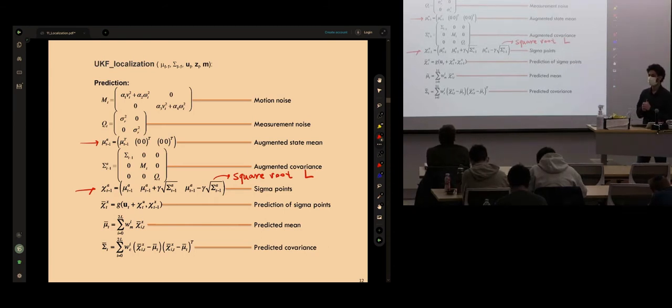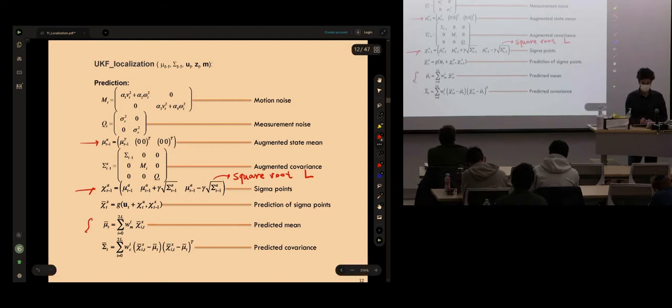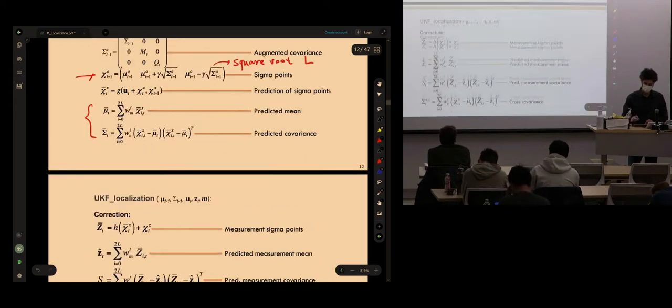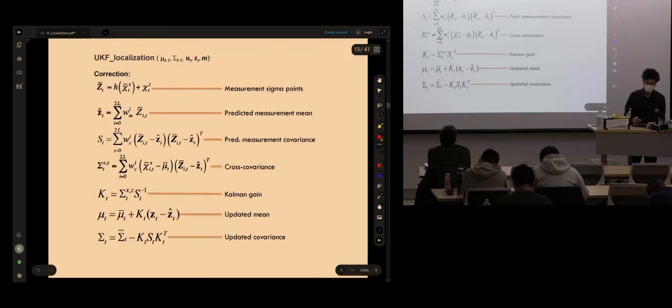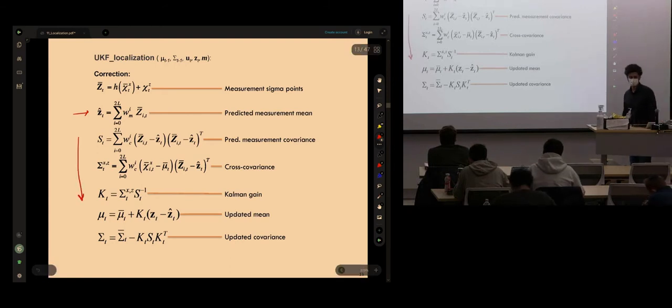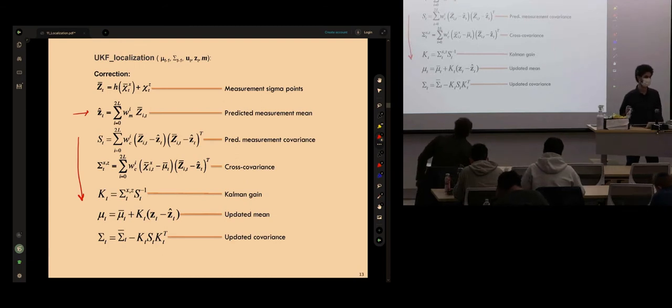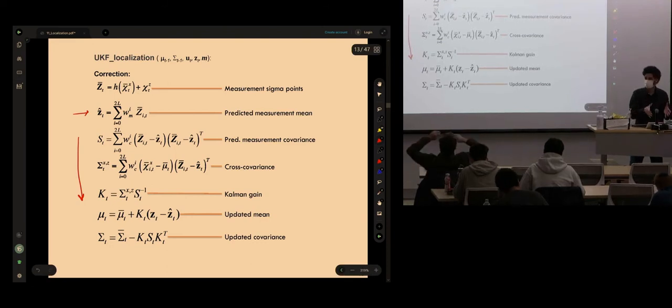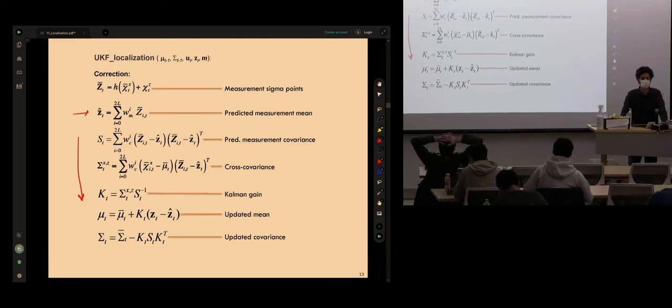So in the prediction, we generate the sigma points, and then we calculate the weighted sample mean and weighted sample covariance. In the correction step, we generate the sigma points to predict the measurement, and calculate the innovation covariance and the cross covariance, and run the correction exactly as we had in the unscented Kalman filter algorithm. So again, this is an application of this filter to this problem.